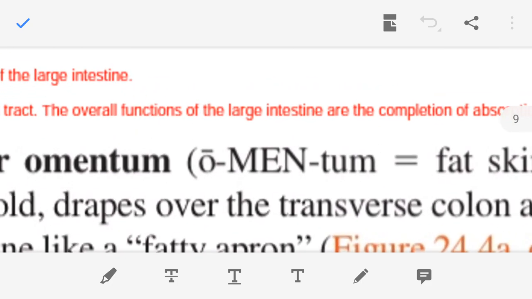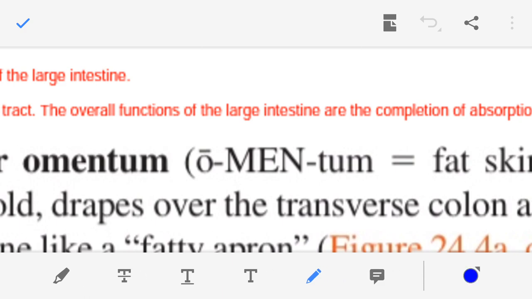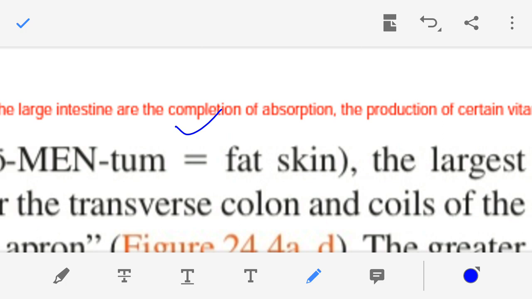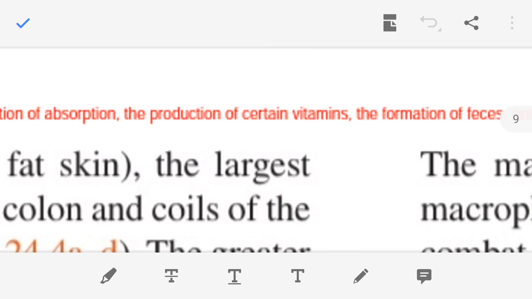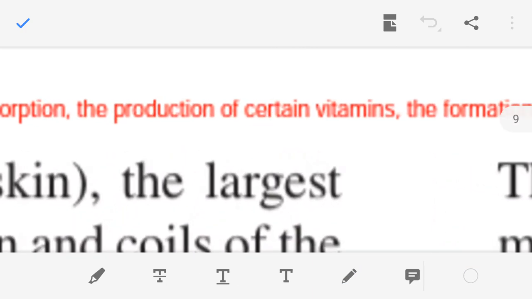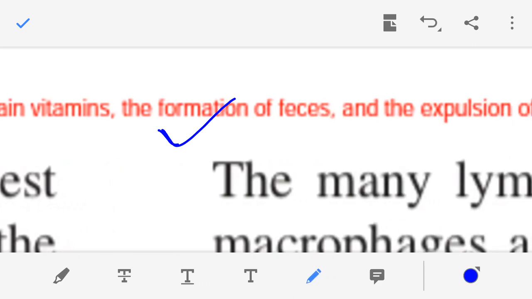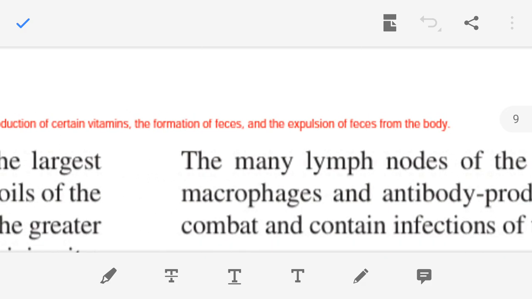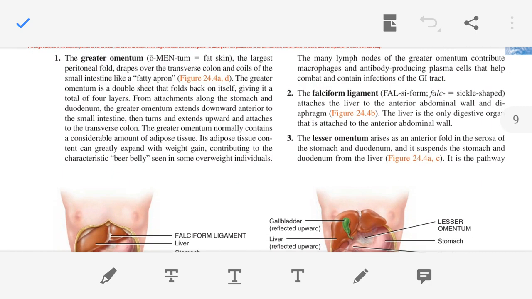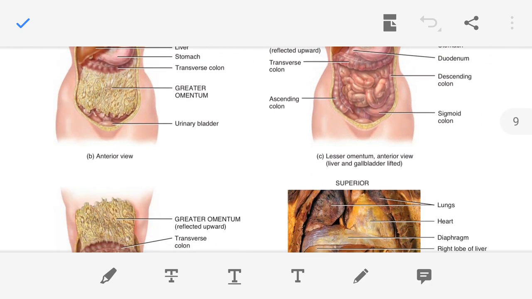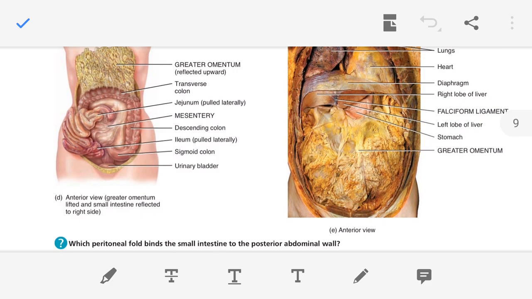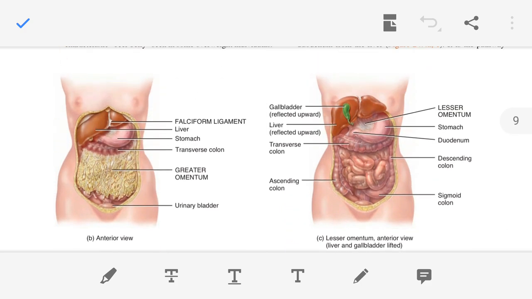Now the functions of the large intestine. Completion of absorption: the process of absorption is completed in the large intestine. Then the large intestine also produces some vitamins. Then in the large intestine, feces is formed, and from our body we expel the feces. That process of removal of feces is performed by the large intestine. This is the position where the large intestine is present in the body.